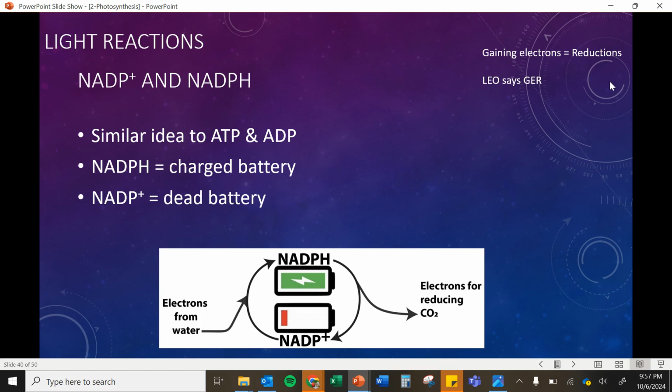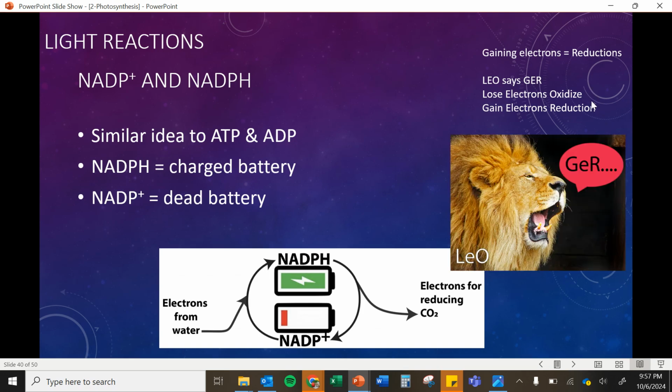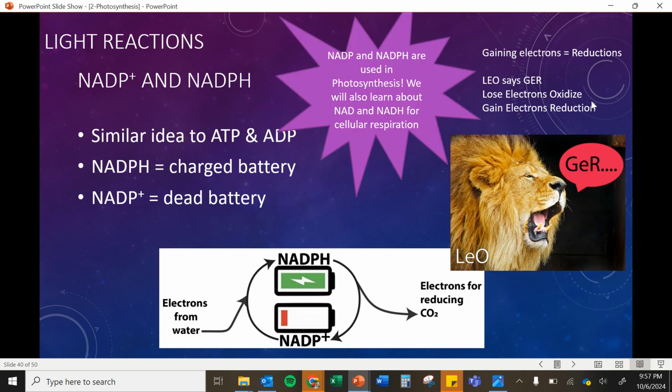If you ever hear that, you can remember the acronym LEO says GER: if there's a loss of electrons, it's oxidizing, and a gain of electrons, it's reducing. So this is gaining electrons to form NADPH, so that's a reduction. I don't know that the terms oxidation and reduction will come up, but if they do, you can use that acronym to help you.